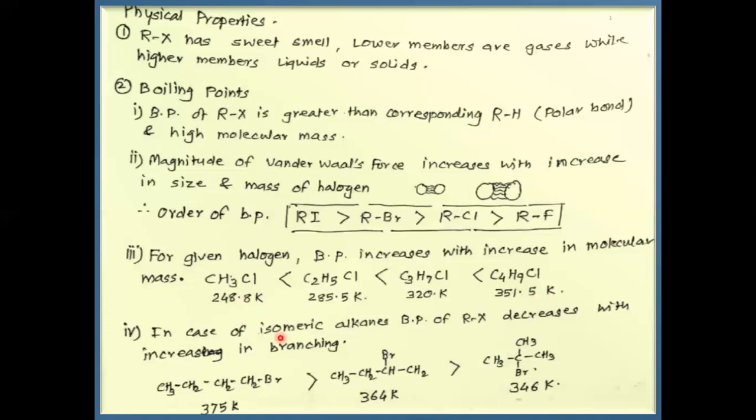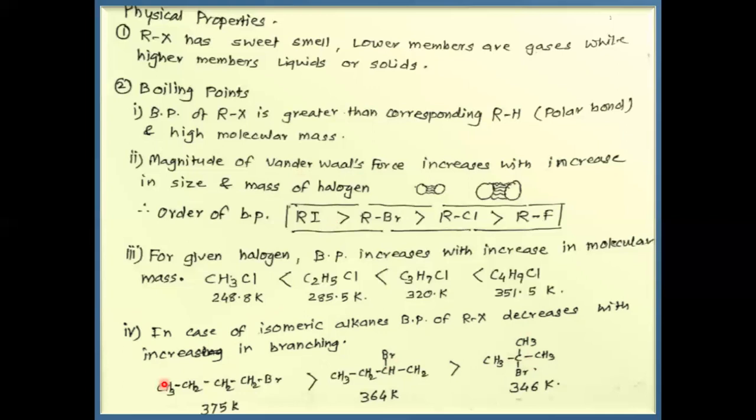Next, in the case of isomeric alkyl halides, the boiling point decreases with an increase in branching. So here, n-butyl bromide is 375 Kelvin, isobutyl bromide or secondary butyl bromide is 364 Kelvin, and tertiary butyl bromide is 346 Kelvin. As branching is present, the molecular size decreases. As molecular size decreases, by this rule, van der Waals forces also decrease.